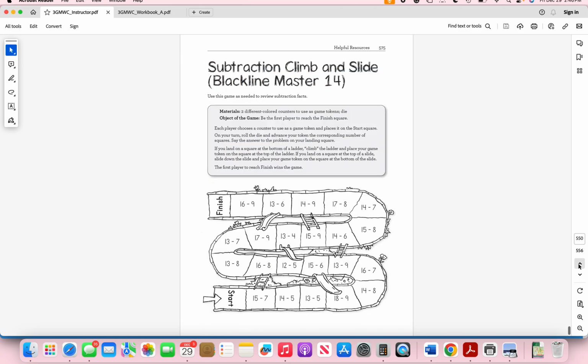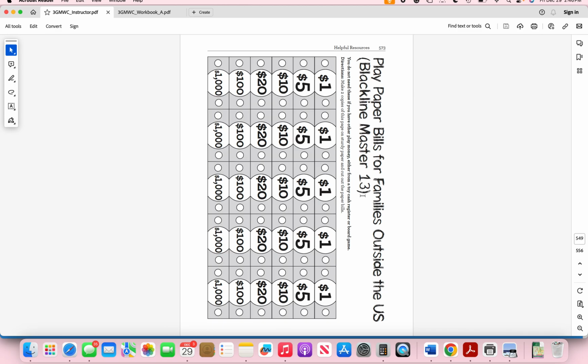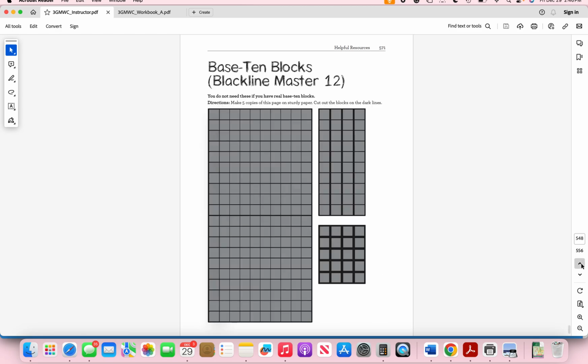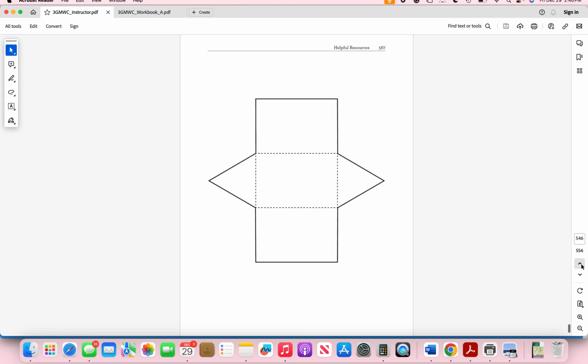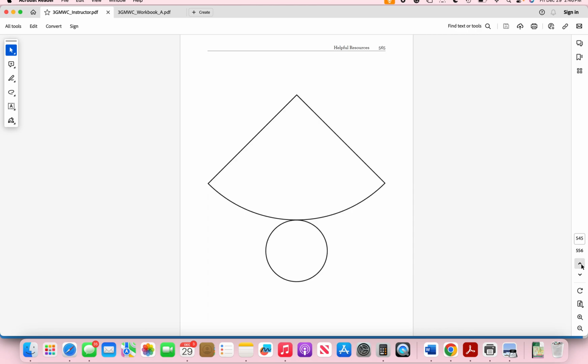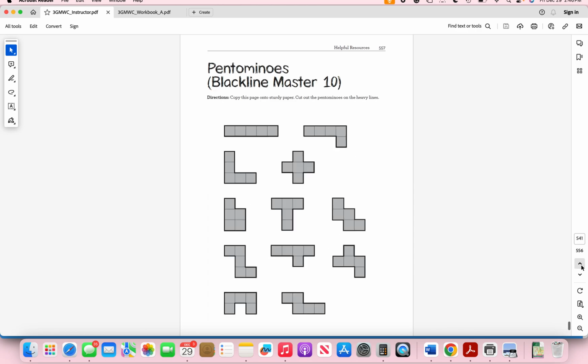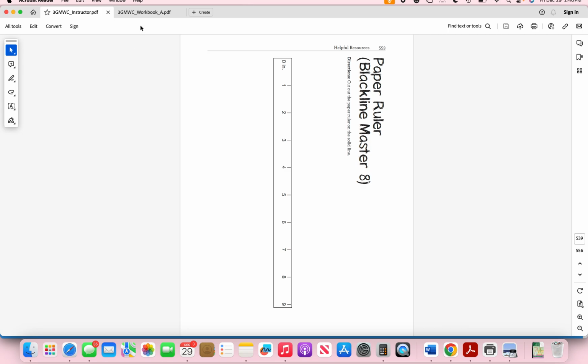And we do have play money. They give you paper money, but obviously it doesn't look anything like the paper money. This is for students outside the US. But if you're in the US, obviously use paper, like play or real money, to do the money lessons. Okay. So that is the teacher guide.